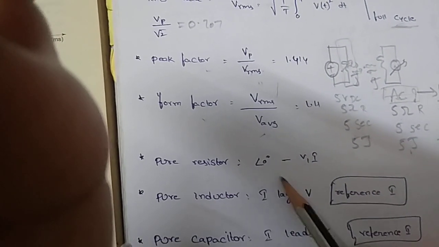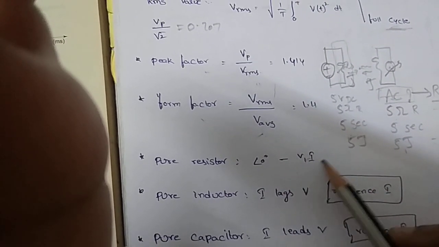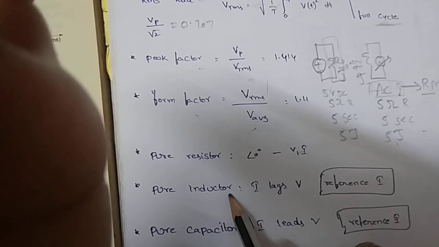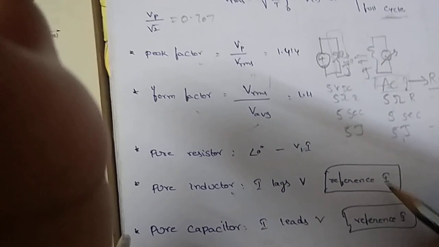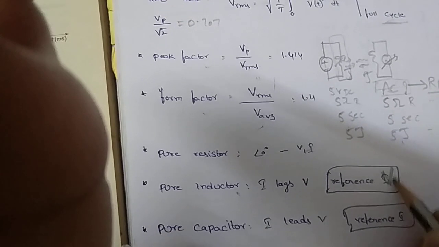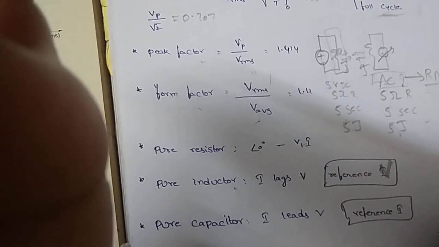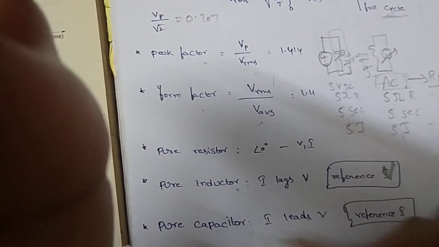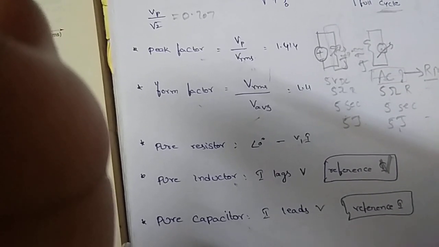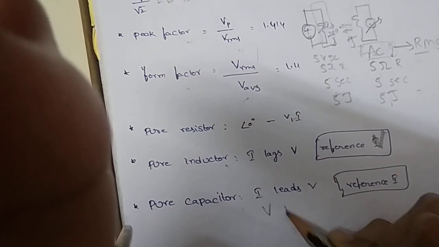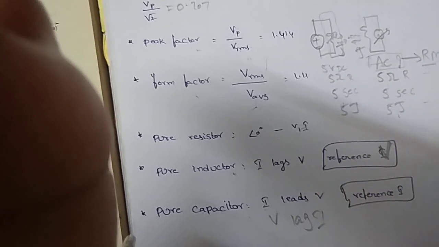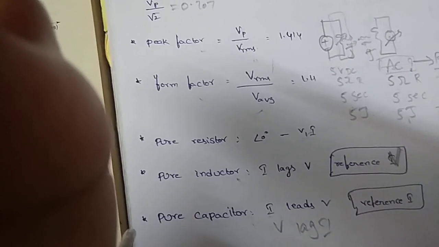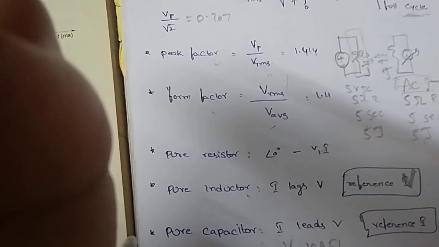Again, for pure resistors, your voltage and current will be aligned to each other. For an inductor, current lags your voltage. Here I am taking the reference of voltage. Current is lagging. For the capacitor, you may say that voltage lags the current, or current leads the voltage. Anything will be the same. Okay, so we will start the problems.